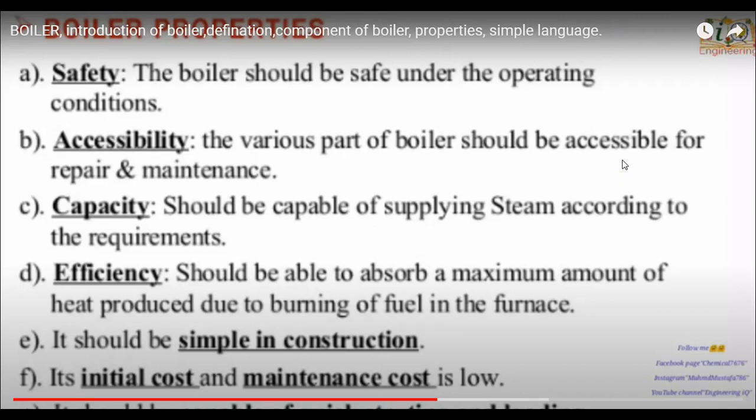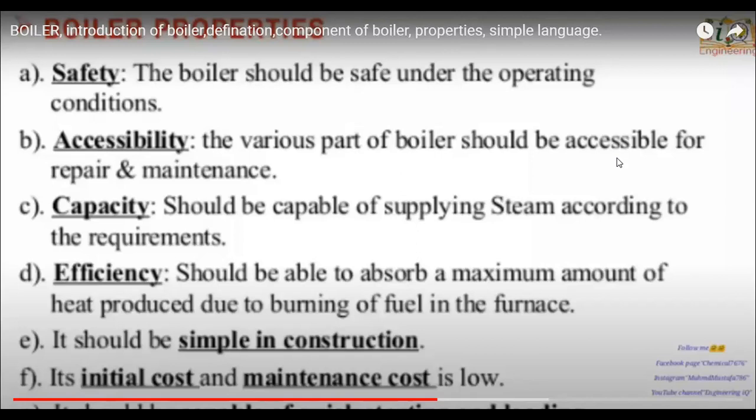Accessibility. What do you mean by accessibility? The various parts of the boiler should be accessible for repair and maintenance. Accessibility means that whatever parts and components the boiler has are easily understandable and easily available in the market for replacement and maintenance.